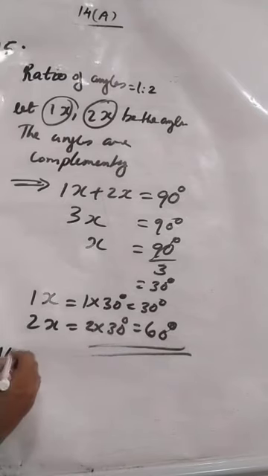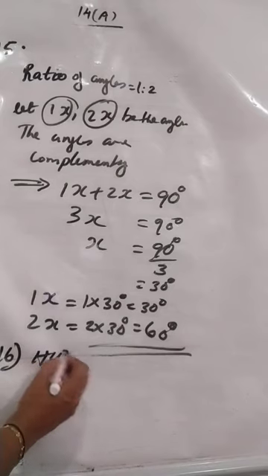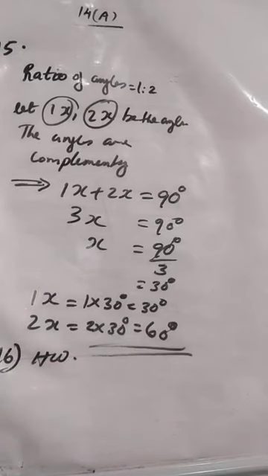Do the 16th problem, same type, homework. Here in this question it is given they are supplementary. So you should take the sum as 180 degree, that is the only change. Do the problems. Okay.